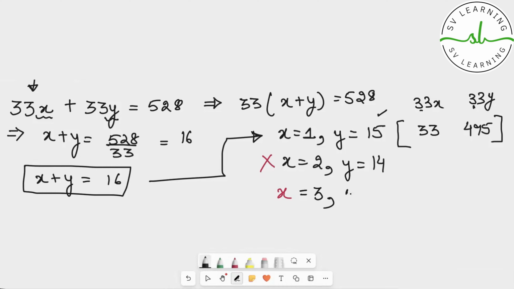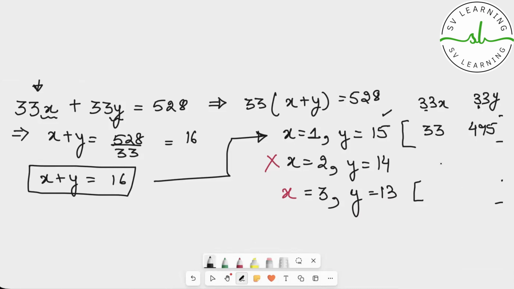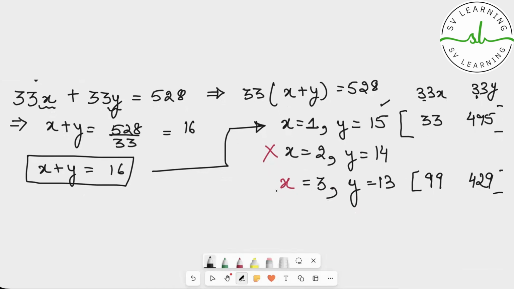Then similarly, we'll move on to further options. Let's say x is equal to 3. If x is 3, then y will be 13. So in that case, the numbers will be 33 into 3 and 33 into 13. 33 into 3 will be 99 and 33 into 13 should be 429. In that case also we can check that yes, both the numbers are in the form of 33x and 33y and they add up to 528.